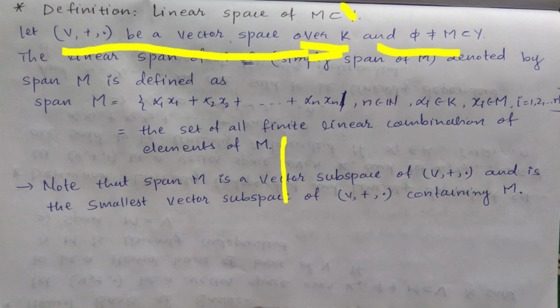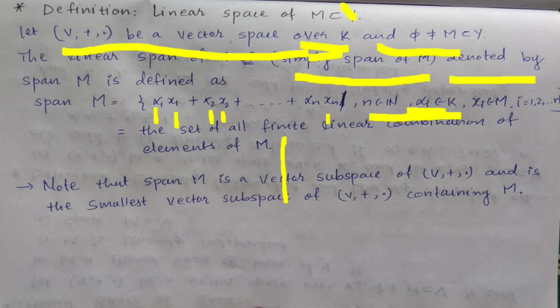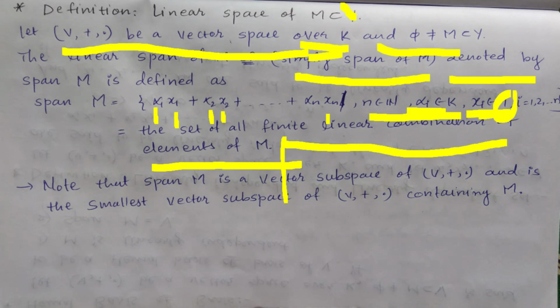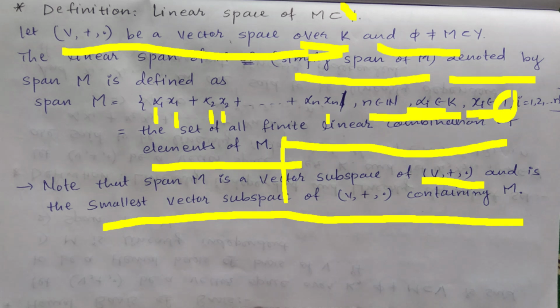The linear span of M, or simply span of M, is denoted by span M and defined by span M equals the set of all linear combinations of these vectors and scalars, where n belongs to N, my scalars belong to this field, and these vectors belong to M. So if I take a linear combination, that is alpha 1 x1 + alpha 2 x2 + and so on up to alpha n xn, it means I am writing this vector as a linear combination of vectors in M. So it becomes the span of M, the set of all finite linear combinations of elements of M. Note that span M is a vector subspace of the given vector space and is the smallest vector subspace of (V, +, ·) containing M.